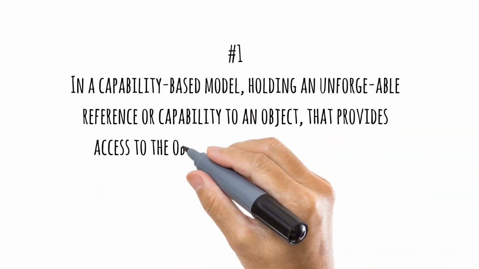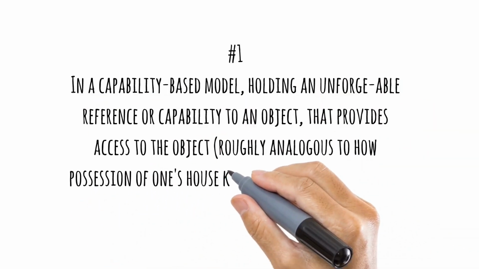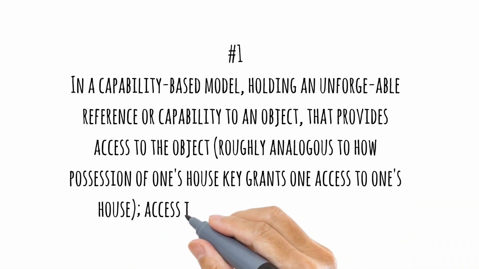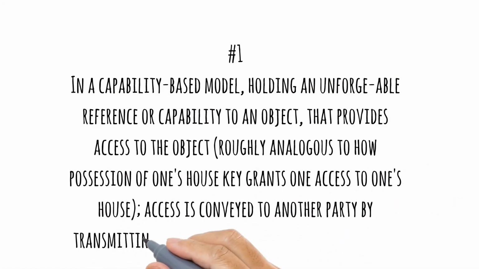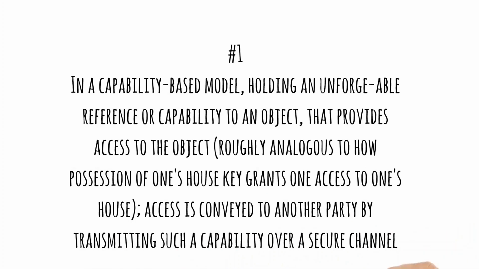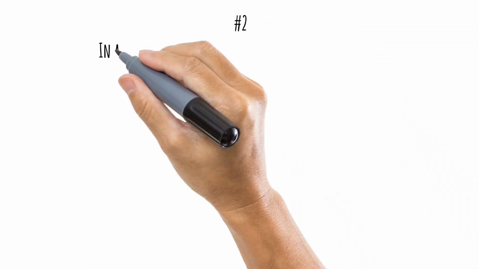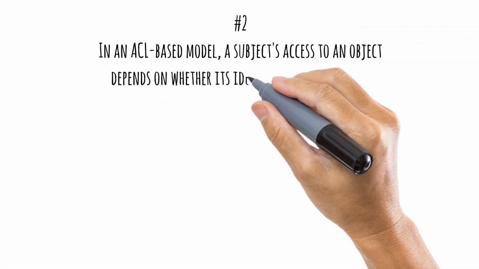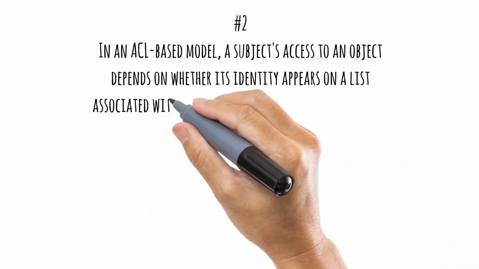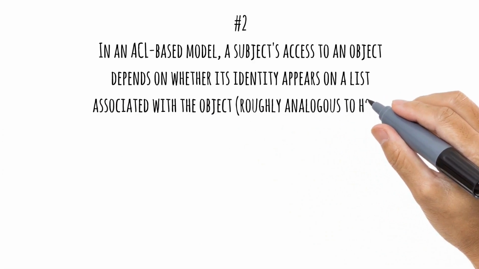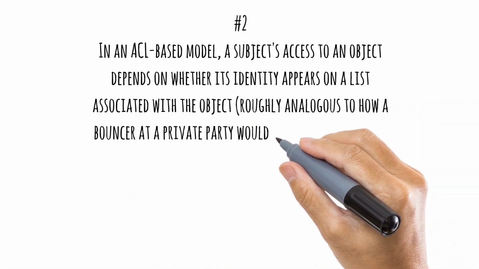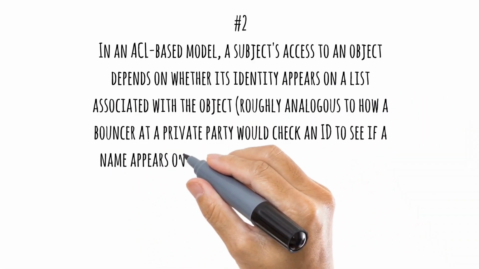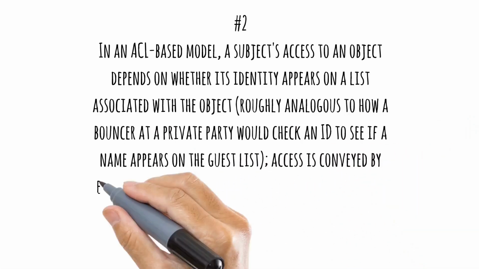As of 2014, access control models tend to fall into one of two classes: those based on capabilities and those based on access control lists, ACLs. In a capability-based model, holding an unforgeable reference or capability to an object provides access to the object. Access is conveyed to another party by transmitting such a capability over a secure channel.